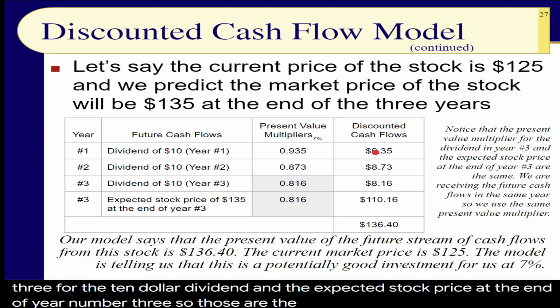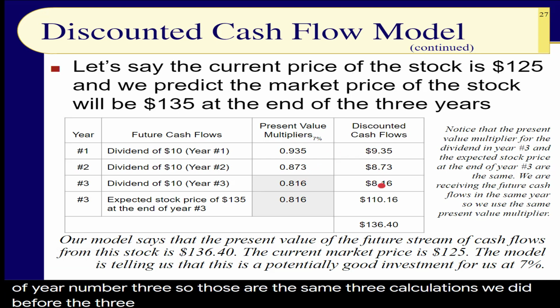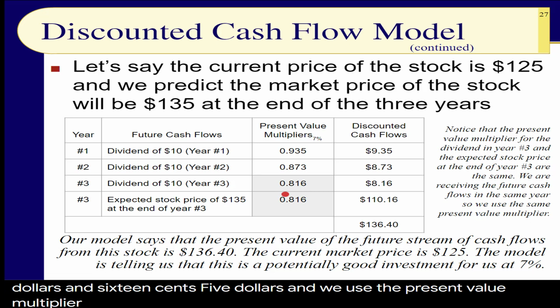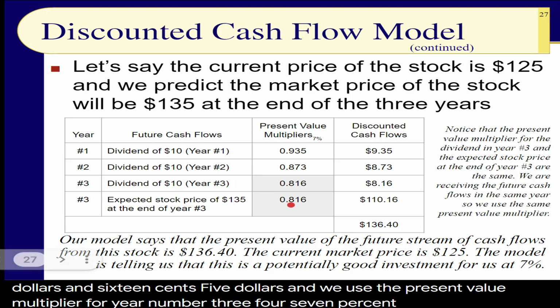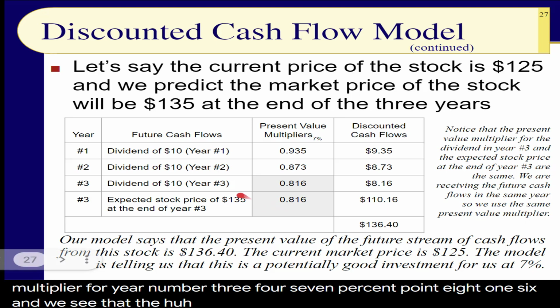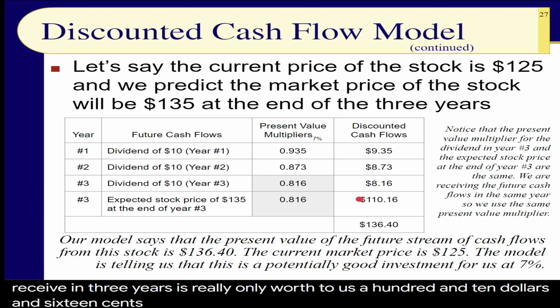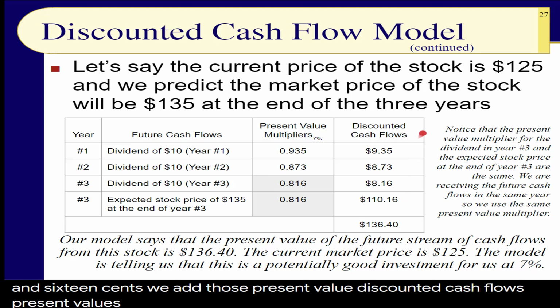So those are the same 3 calculations we did before. The 3 dividends, $9.35, $8.73, and $8.16. And now we take the $135 and we use the present value multiplier for year number 3 for 7%, 0.816. And we see that the $135 that we expect to receive in 3 years is really only worth to us $110.16. We add those present values, the discounted cash flows, and we get $136.40.